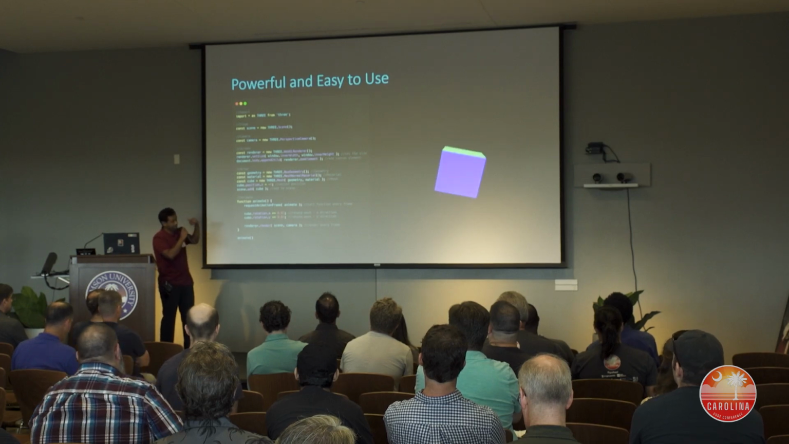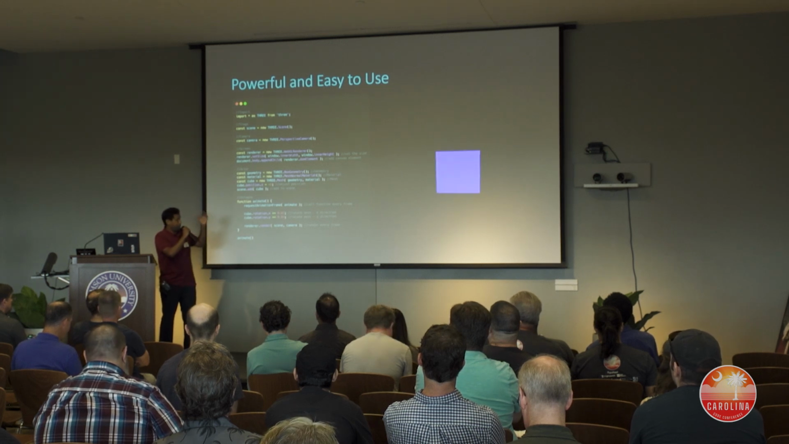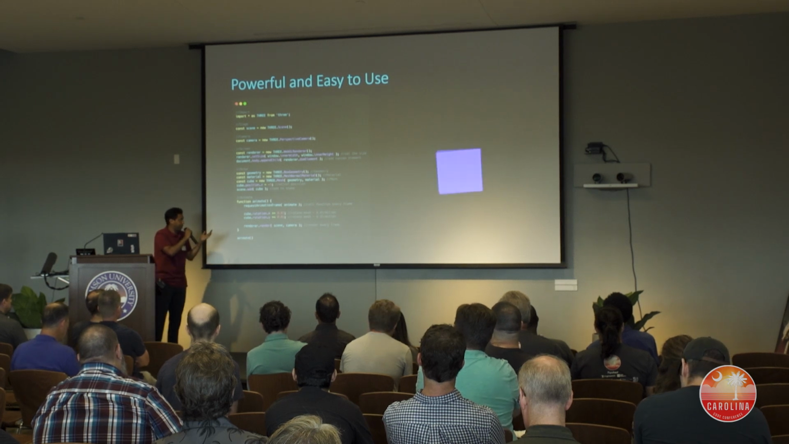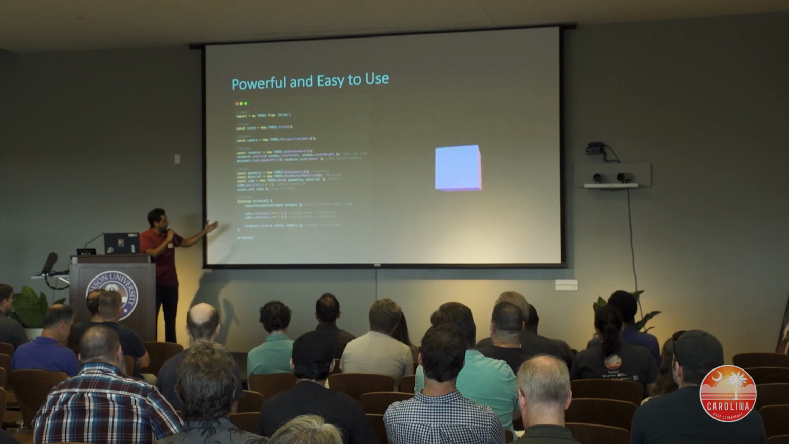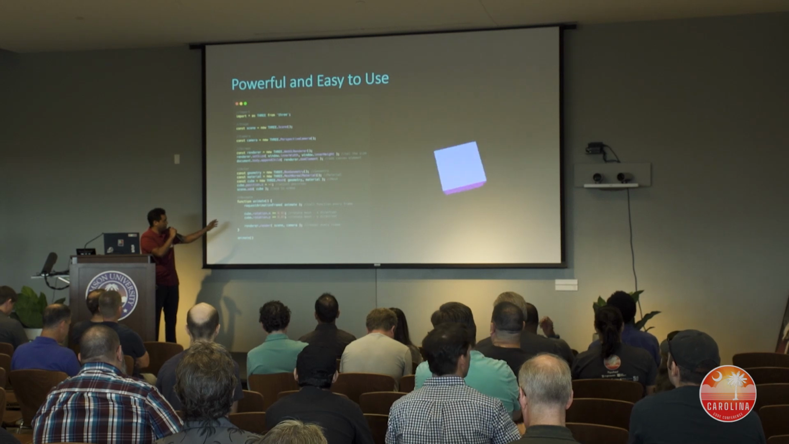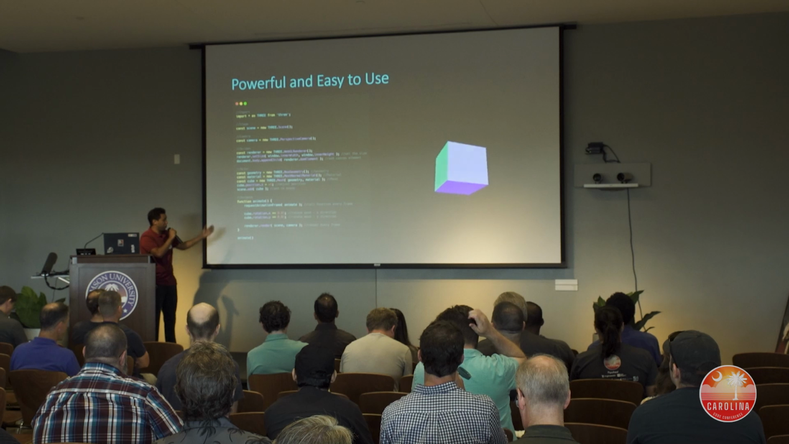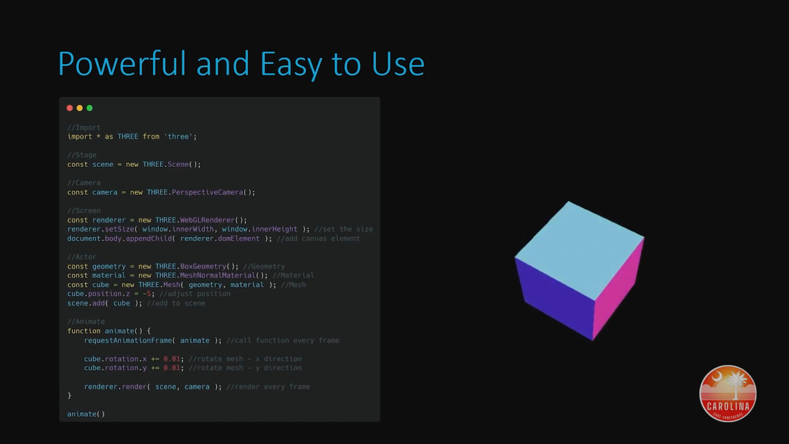And the mesh takes in a geometry and a material. We have a box geometry and a mesh normal material. And the last thing we have to do is just animate it. So we call the request animation frame, and with small increments, we rotate it within each frame, and we render it in each frame using the scene and the camera. That's roughly around 60 frames per second, and so it looks very smooth.